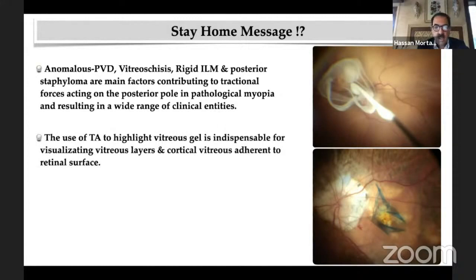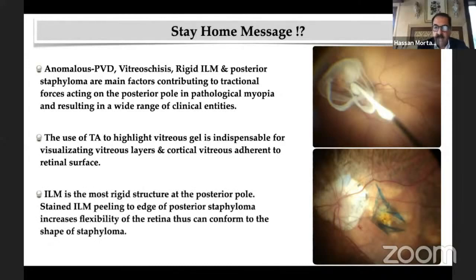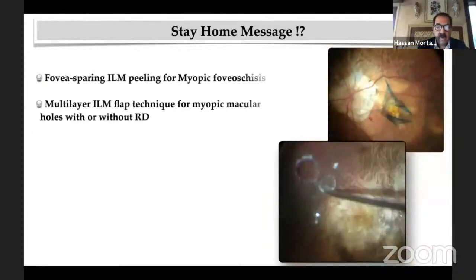The use of triamcinolone to highlight the vitreous gel is indispensable for visualizing the cortical vitreous adherent to the retinal surface. And ILM is definitely, and proved pathologically, to be the main scaffold for cellular proliferation. So it is the most rigid structure at the posterior pole. So it is a pathological ILM, stained ILM, and its peeling to the edge of the posterior staphyloma increases the flexibility of the retina and thus can conform to the shape of the staphyloma.